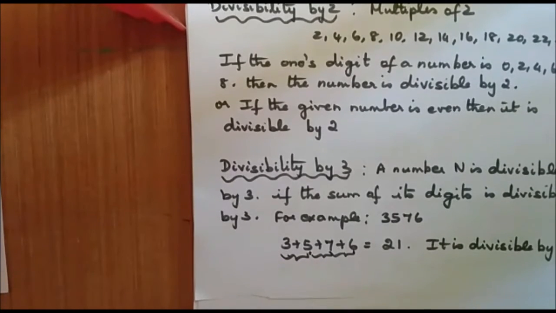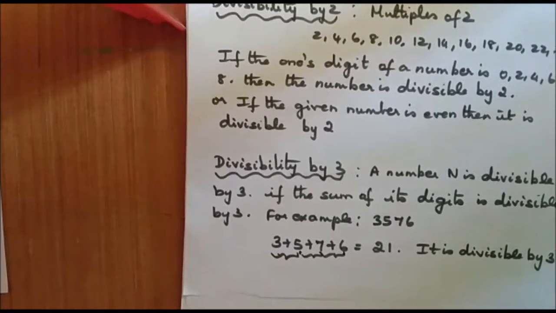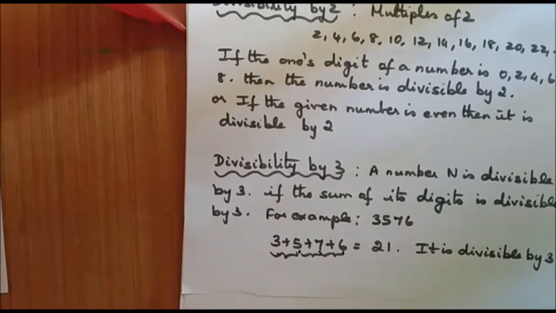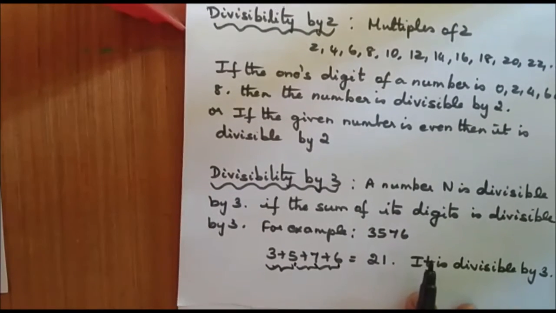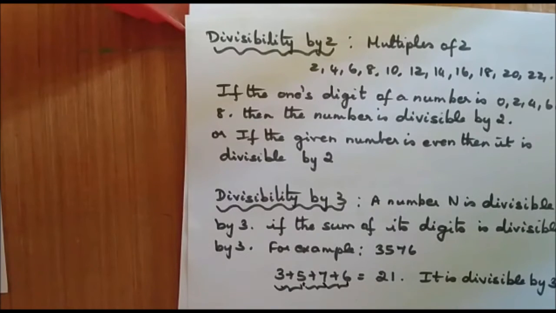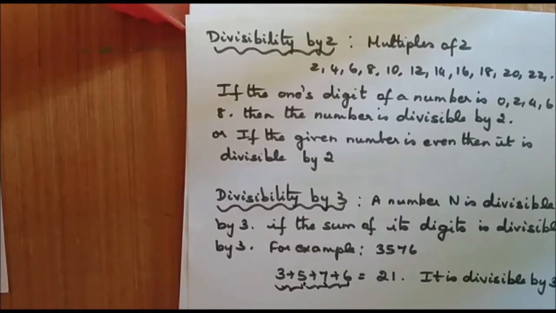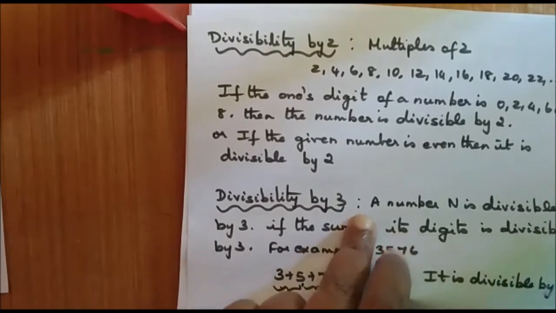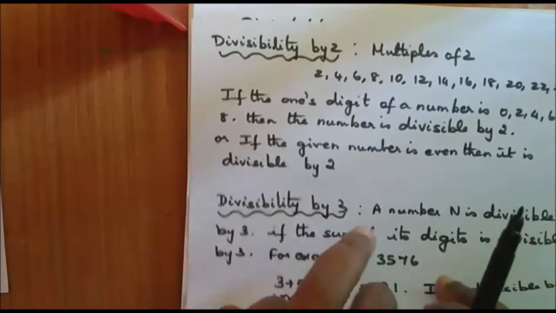Does 21 come in the tables of 3? Yes. 7 into 3 is 21. Therefore, it is divisible by 3. This is how we check for the divisibility by 3. How do we do it? We add the numbers and the answer which I get should be a multiple of 3. What do you mean by multiple of 3? It should come in the tables. In the 3 times tables, that number should come. Only then it is divisible by 3.